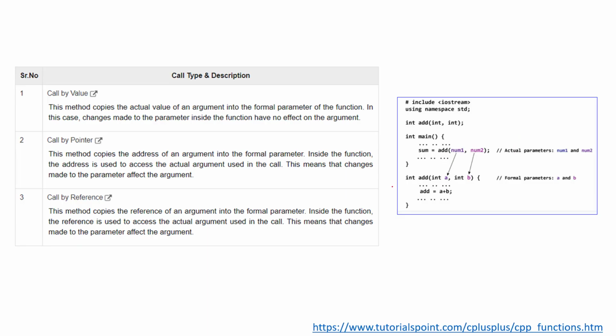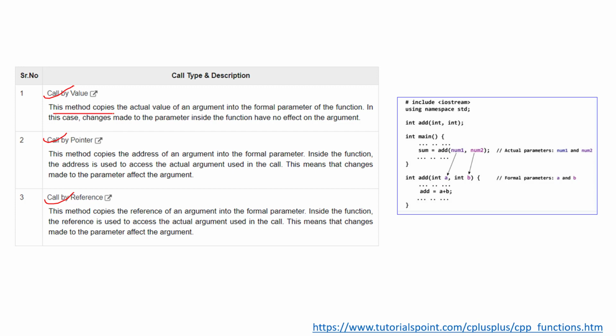There are different ways of calling a parameter. We just learned that the actual parameters will call the formal parameters. There are various ways by which the calling can be done: call by value, call by pointer, call by reference. Let's see what it is.